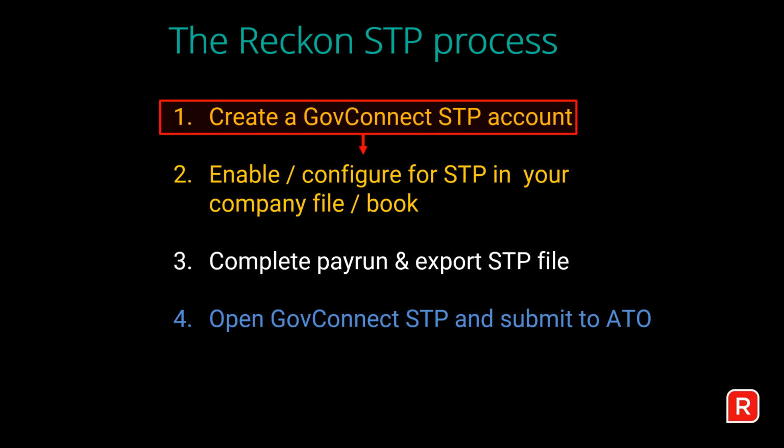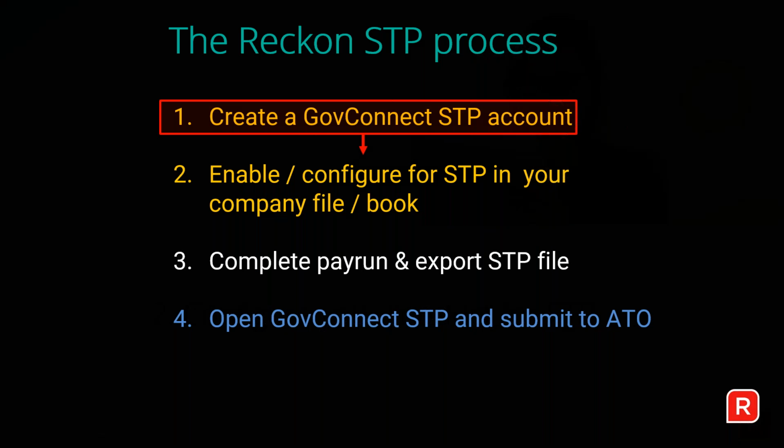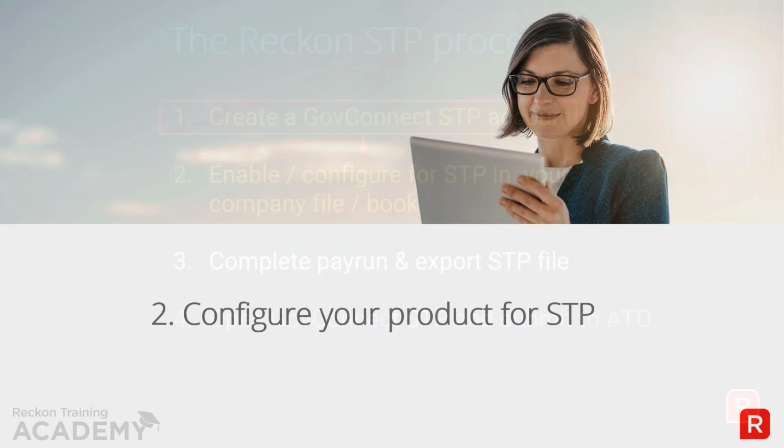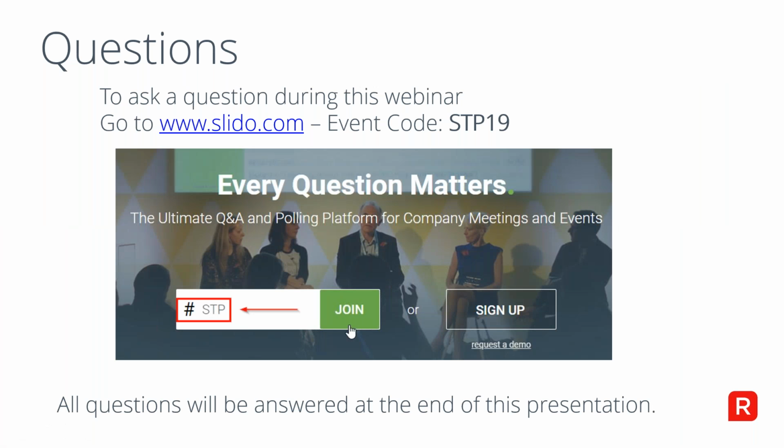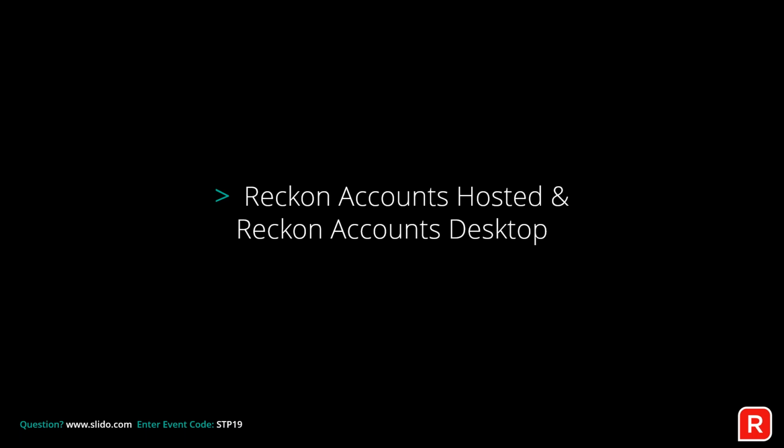Now I'll go through the next step, which is enabling and configuring for STP in your company file and book. Okay, so just a reminder again, if you need to ask a question, go to slido.com and enter in the event code STP19. Okay, so I'll go through Reckon Accounts hosted and desktop.